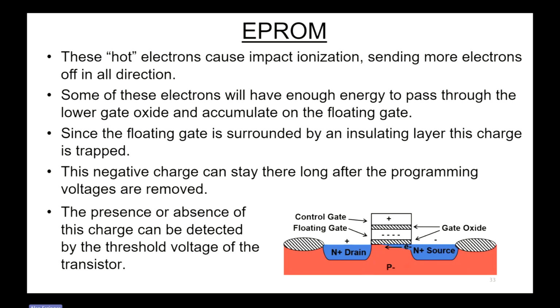And some of these electrons are going to have enough energy to pass through the lower gate oxide, and they accumulate on this floating gate. And since the floating gate is surrounded by an insulator, this charge is trapped. This negative charge can stay there long after the programming voltages are removed. And the presence or absence of this charge can be detected by the threshold voltage of the transistor.